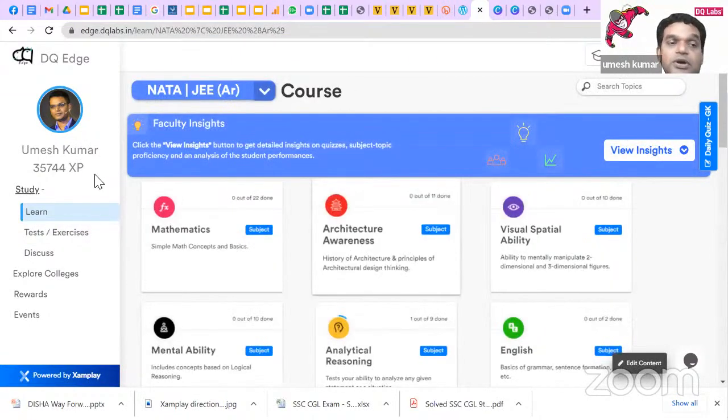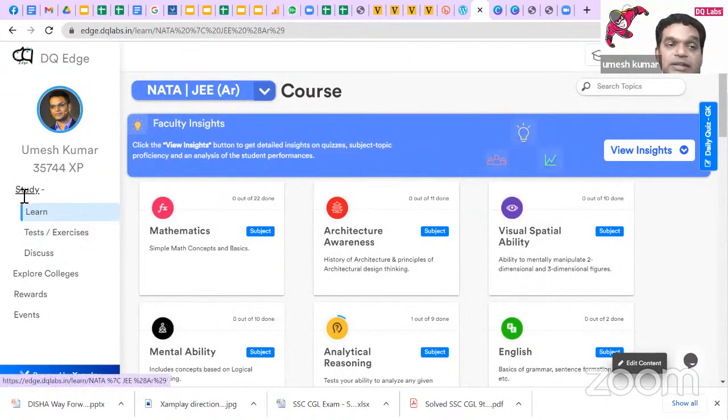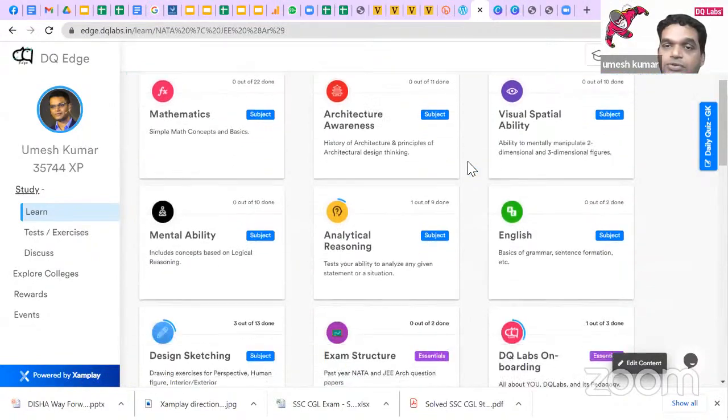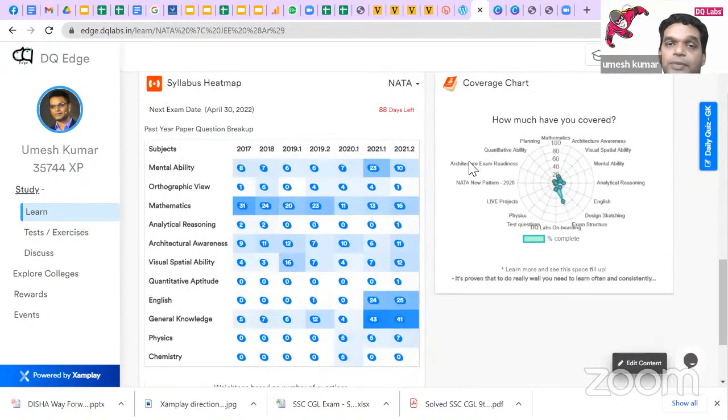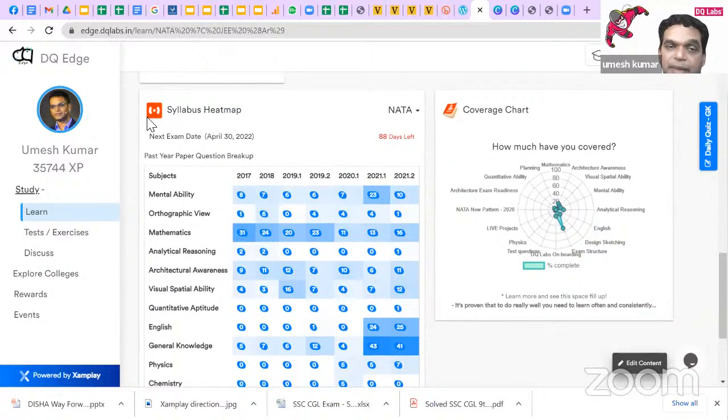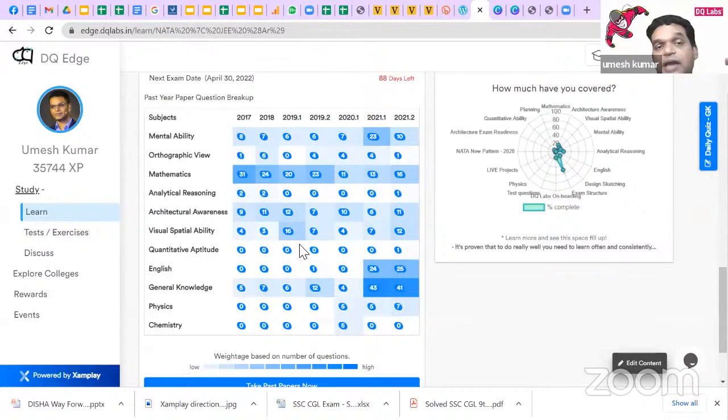So click on Learn. Under Study, you have Learn, Tests and Exercises, and Discuss, right? I would want you to click on Learn and you will see certain modules here. Then scroll down to a place called Syllabus Heat Map. And this is how we deconstruct the syllabus.